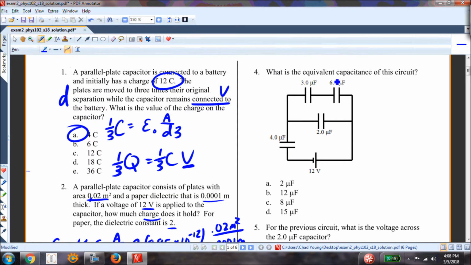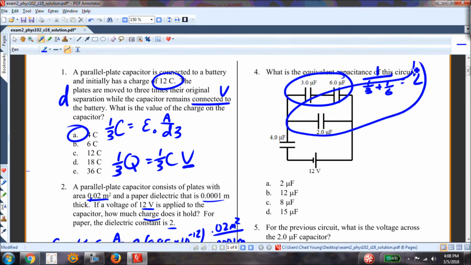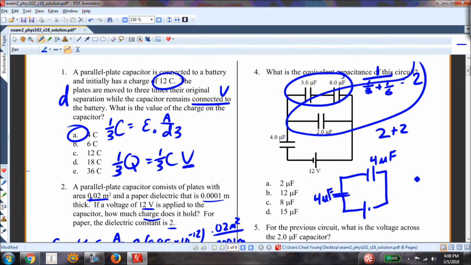What is the equivalent of this circuit? Well, these two are 1 over 3 plus 1 over 6, and that's equal to 2. And then that's in parallel with this 2 microfarad capacitor, and so that equivalent is 2 plus 2. Let me draw this circuit now. I have a 4 microfarad capacitor in series now with a 4 microfarad capacitor. So those two, the equivalent is 1 over 1/4 plus 1/4. That's equal to 1 over 1/2, or 2 microfarads. So A is the answer for number 4.